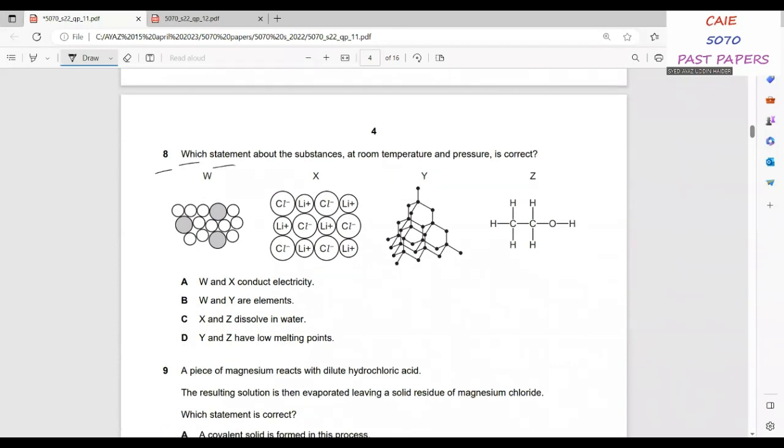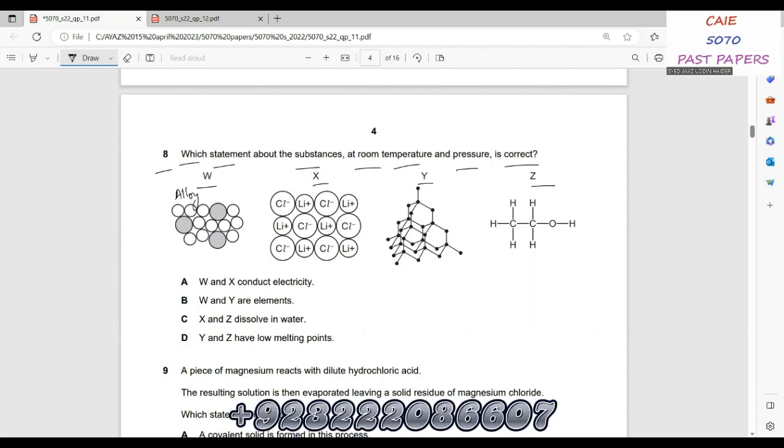Number 8. Which statement about the substances at room temperature and pressure is correct? We have W, X, Y, and Z. A. W and X conduct electricity. W is an alloy and X is an ionic compound. So W will conduct electricity at room temperature and pressure, but X would not conduct electricity at room temperature and pressure. So this is a wrong statement.